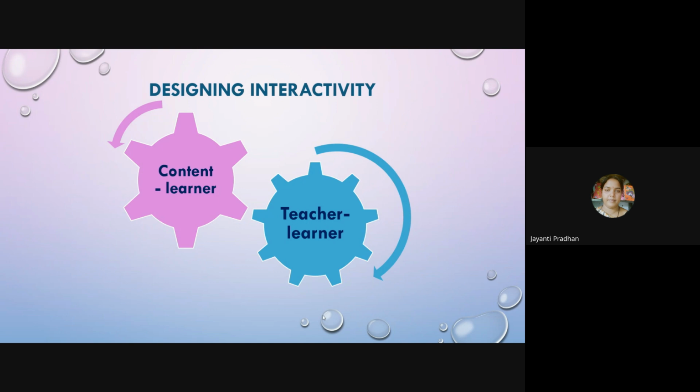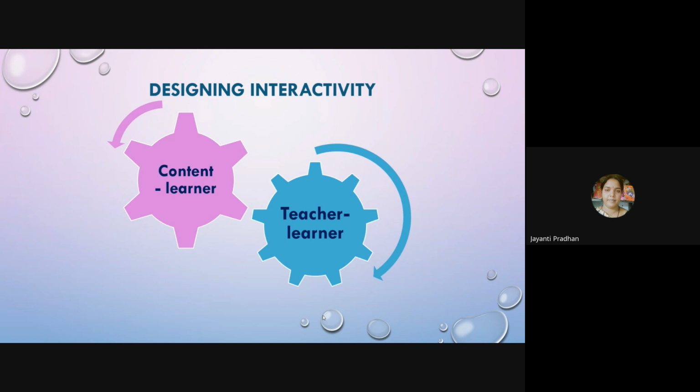And the interaction between the content and the learner should be strong. So for that reason, the content should be prepared by considering all the components that will motivate the learner to read the content, to listen to the content, and to go for the content.